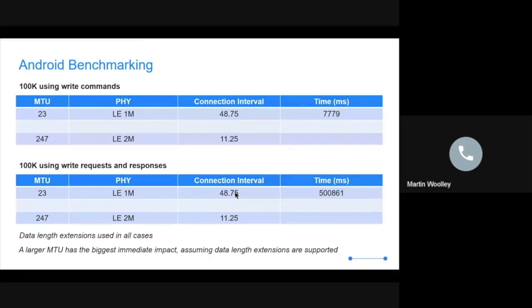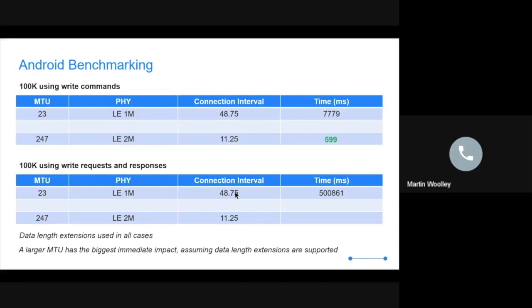Using the defaults, it took nearly 8 seconds to transfer 100K. But using my various tweaks and manipulation of variables, because I understand what they do, I managed to get that down to just over half a second. That's a dramatic improvement. And if you think about the user experience, half a second is a blink of an eye. No one's really going to notice. 8 seconds they'll know about. I then moved on to look at write requests and responses, which are slow but reliable.